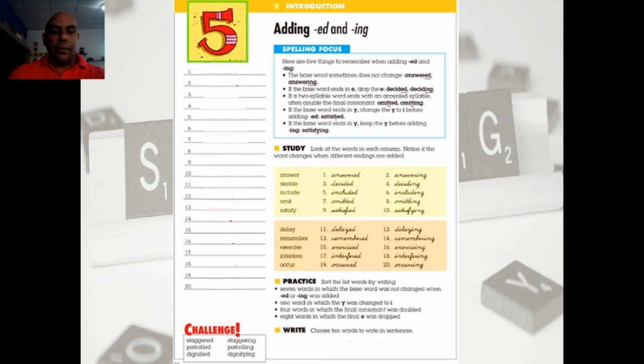Number seven, omitted. Number eight, omitting. Number nine, satisfied. Number ten, satisfying. Number eleven, delayed. Number twelve, delaying. Number thirteen, remembered. Number fourteen, remembering.